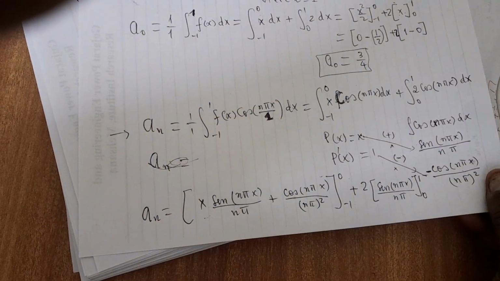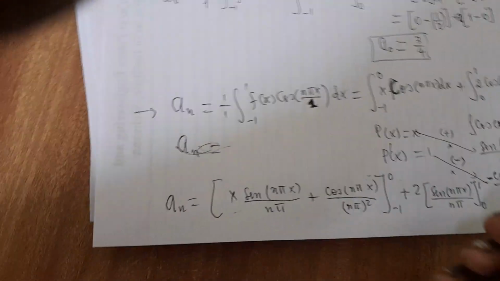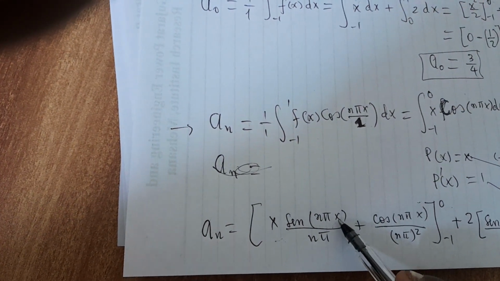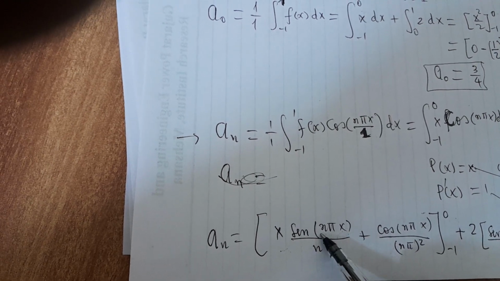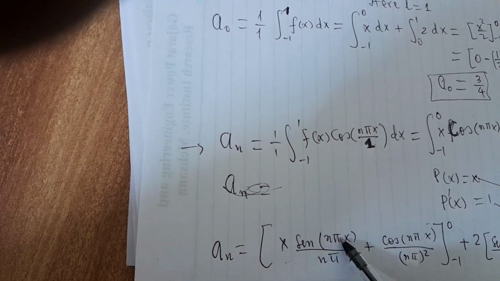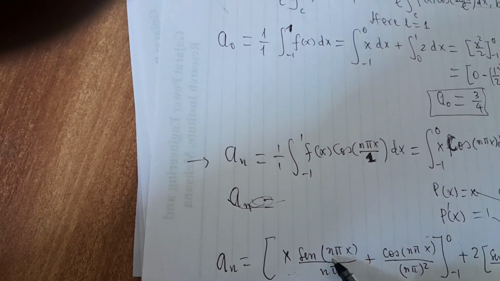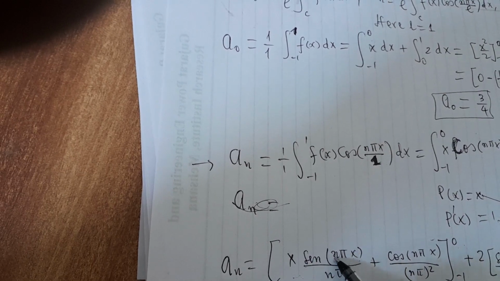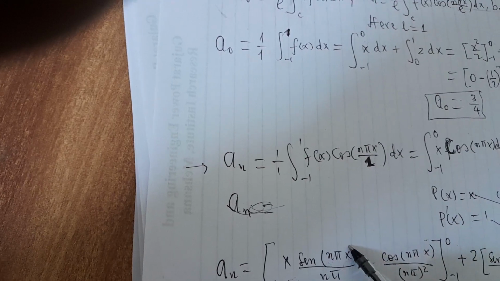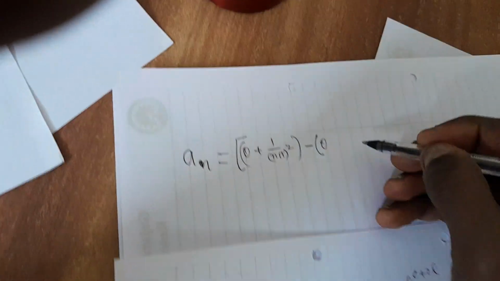Minus, for the second one, when x is minus 1, put minus 1 here. It will be sine of n pi times minus 1, which is sine of minus n pi. So whenever I have sine of minus n pi, it will be 0. Why? n is an integer. Whatever integer we put here, like 1, sine of pi is 0; sine of 2 pi, 0; 3 pi, 0; 4 pi, 0. So this will be 0 directly.